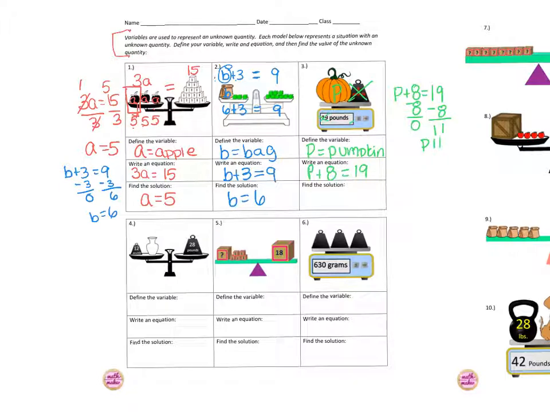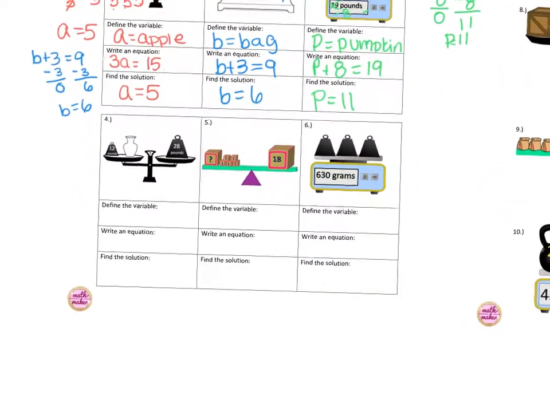Okay, I subtracted the 8-pound weight from the 19 total pounds, and I got 11 pounds. So that means that the weight of the pumpkin must be 11 pounds. If I plugged that back in, my 11-pound pumpkin plus my 8-pound weight is a total of 19 pounds. Okay.